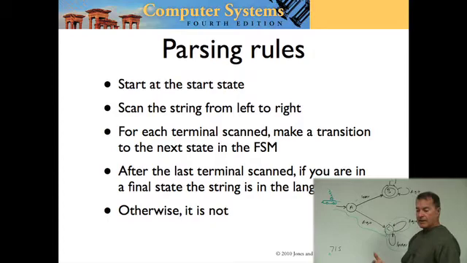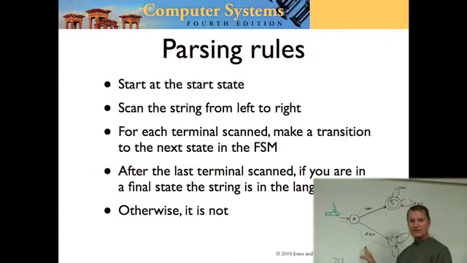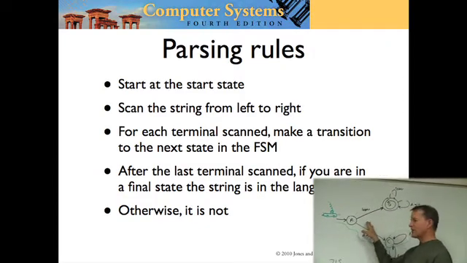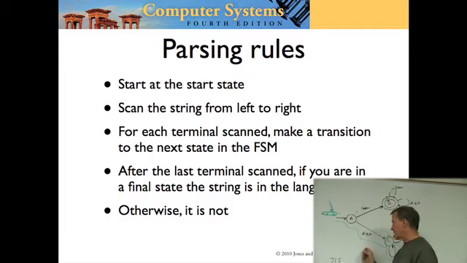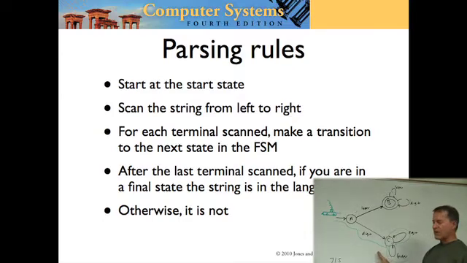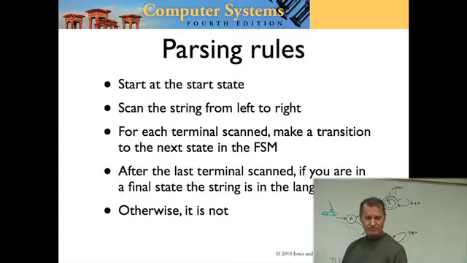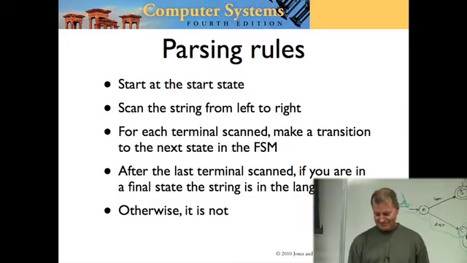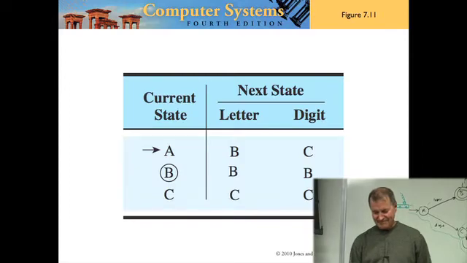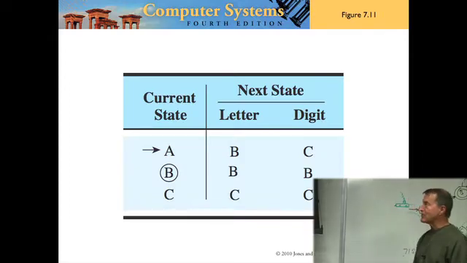But how can we do this textually, with text, instead of with a picture? Because this picture has arcs and arrows, and so it's kind of hard to put this picture in a computer. So what's another way to represent this finite state machine? Well, another way is with a table. Are you with me? And this is called a state transition table.